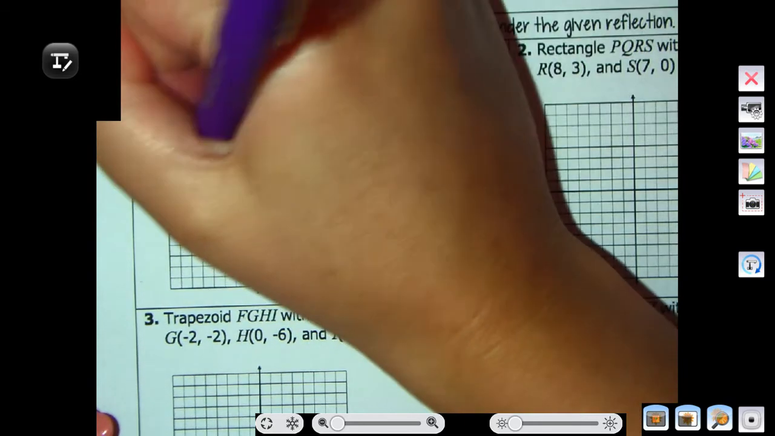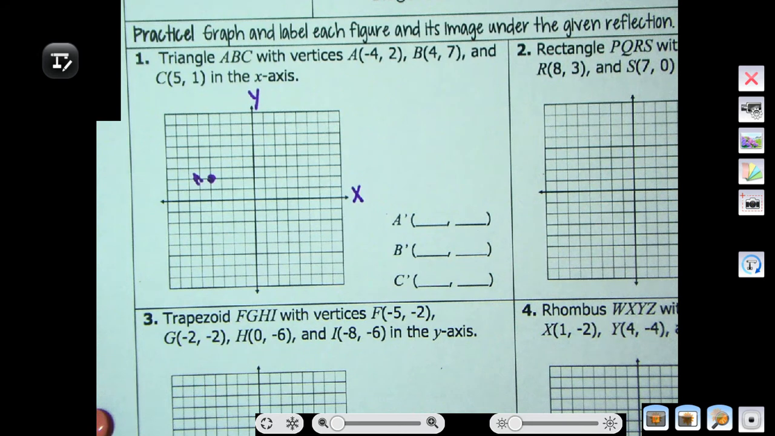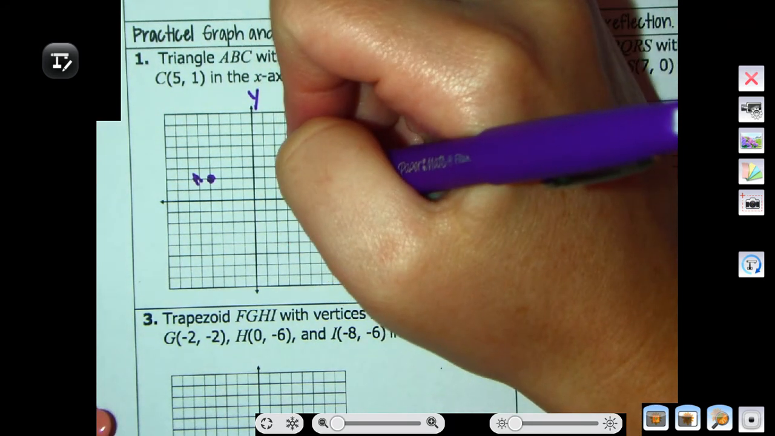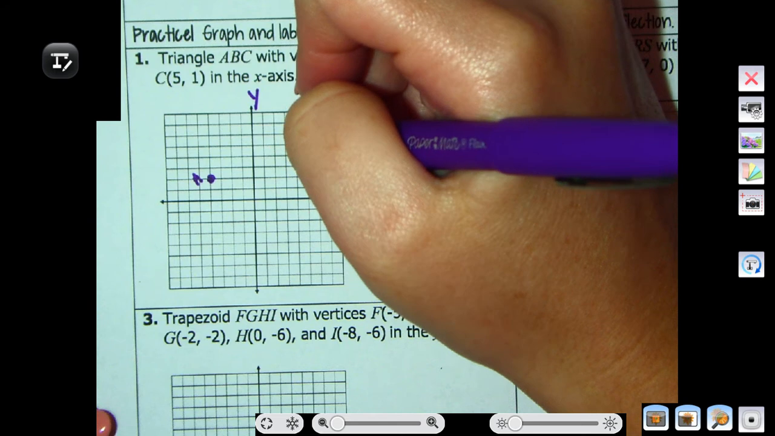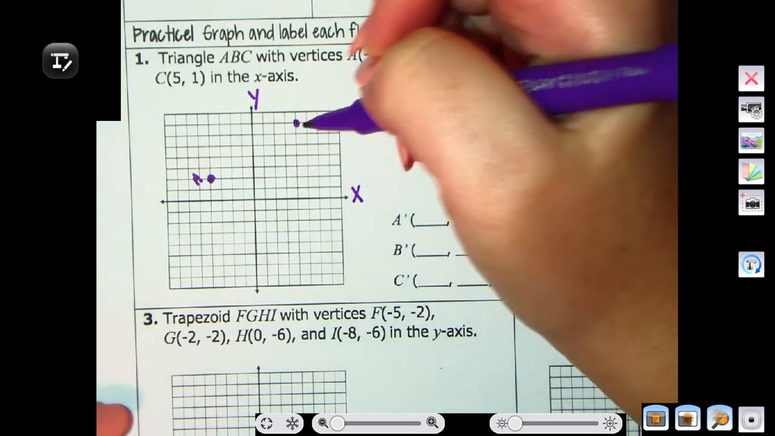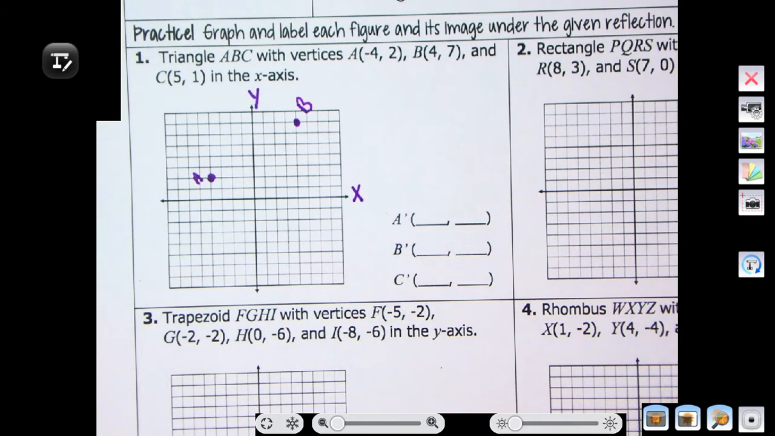So this will be my point A. I'm going to label it. Then I'm going to graph 4, 7. 1, 2, 3, 4. 1, 2, 3, 4, 5, 6, 7. And I'm going to label it B. And then I'm going to graph point C.